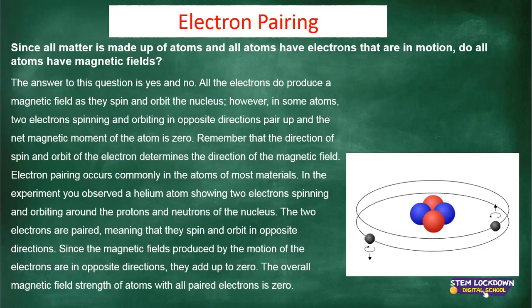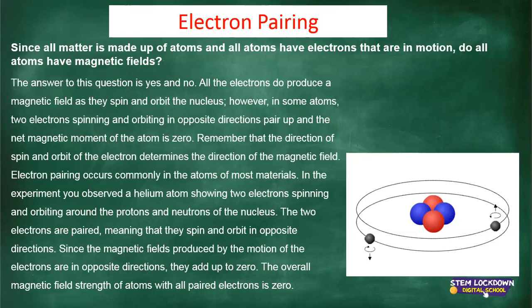And now we're going to talk about electron pairing. Electron pairing refers to the atoms in most materials. In the example we looked at here on the side, the two electrons are spinning and orbiting around the protons and the neutrons in the nucleus. The electrons are basically paired, and this means that they spin and orbit in opposite directions. As I said, one electron is moving anti-clockwise and the other electron is moving clockwise, and they spin in opposite directions.